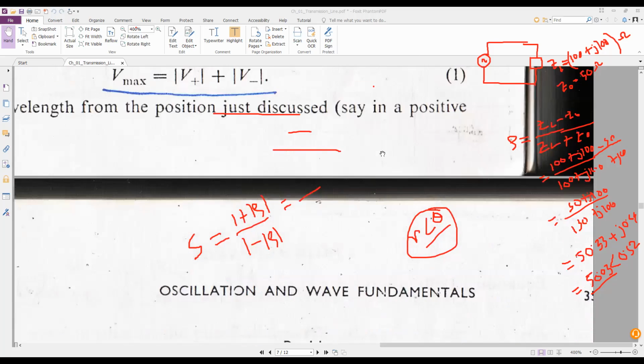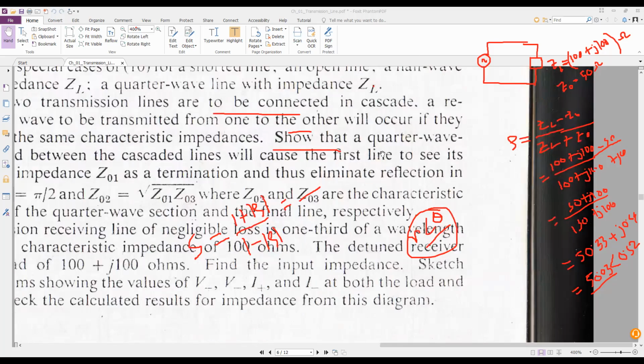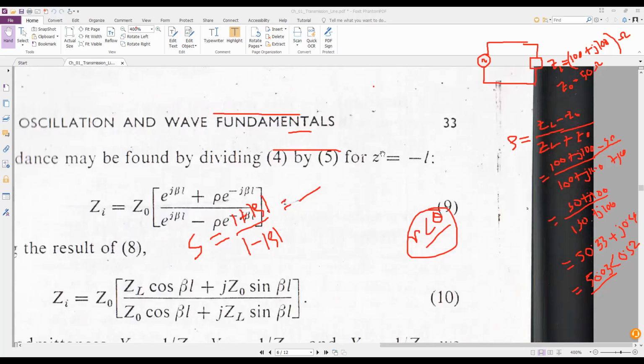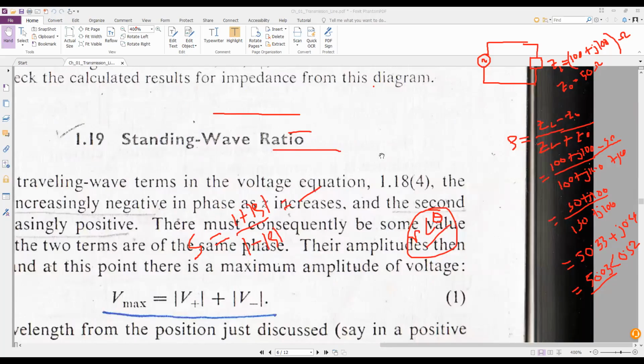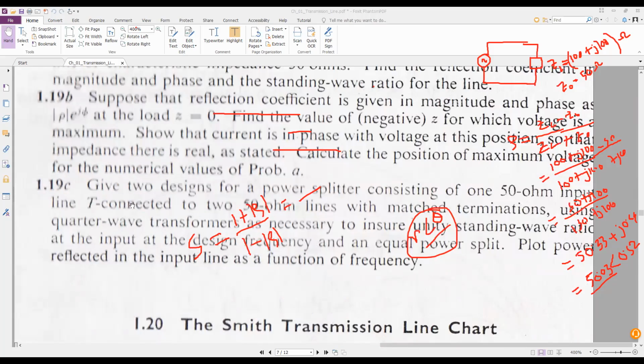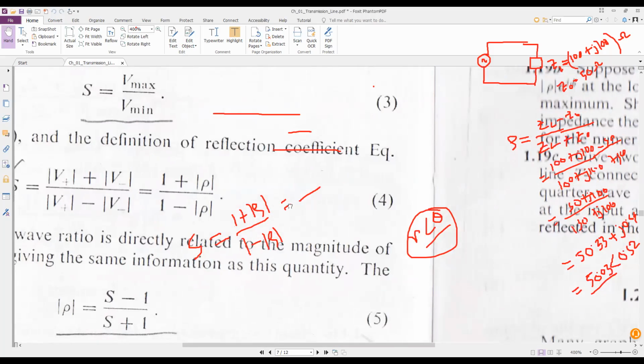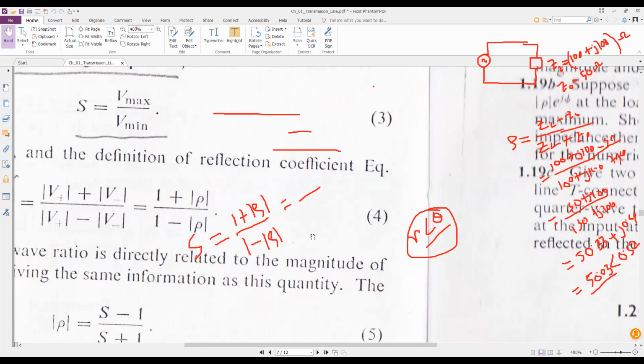Only magnitude, sir. Yes, we are taking only the magnitude. Okay, we are taking only the magnitude. See here, 1 plus rho divided by 1 minus rho.